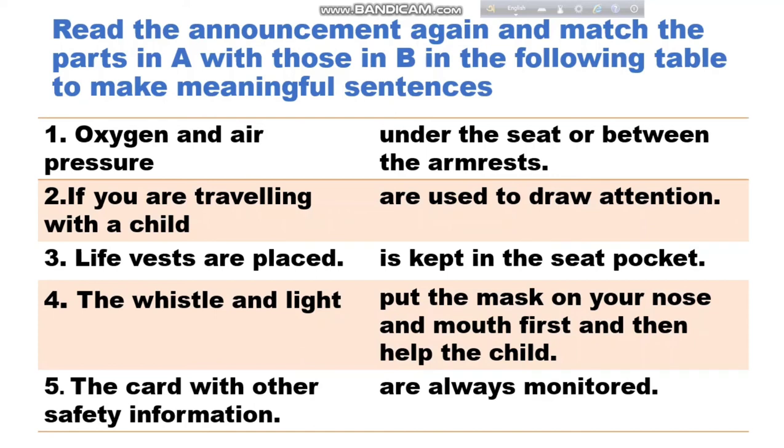Matching. Read the announcement again and match the items in A with those in B in the following table to make meaningful sentences. Number one, oxygen and air pressure are always monitored. Number two, if you are traveling with a child, put the mask on your nose and mouth first and then help the child. Number three, life vests are placed under the seat or between the armrests. Number four, the whistle and light are used to draw attention. Number five, the card with other safety information is kept in the seat pocket.